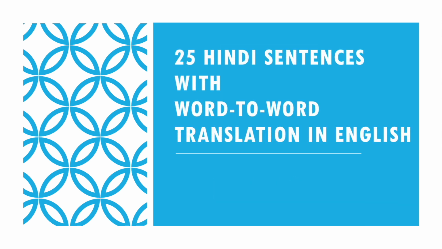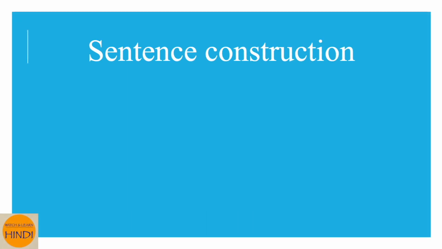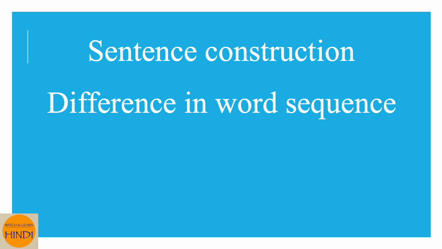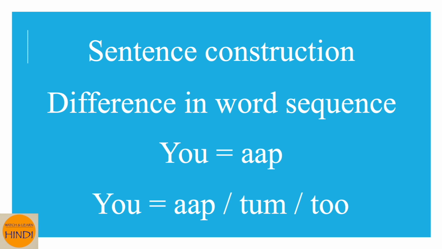Today, I have 25 Hindi sentences for you with word-to-word translation in English. Now keep in mind that the sentence construction is not identical in Hindi and English. So the sequence of words is sometimes different in the two languages. Also, sometimes there might not be a direct correlation between words in Hindi and English. Another thing I want to point out, in this video, I have used the Hindi word aap for you. But there are two more words, tum and tu, which can also be used for you. Depending on which Hindi you is used, the sentence ending changes and the word correlation in English.